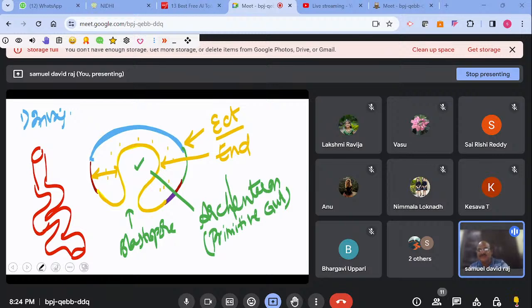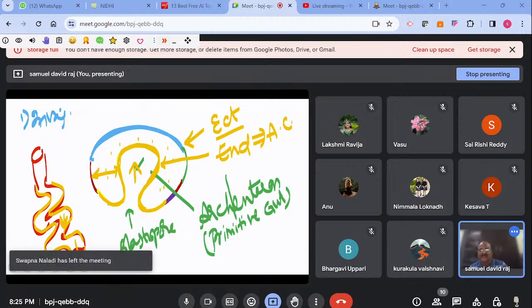So if this is going to become the primitive gut, this cavity forms the gut cavity, and this wall of the archenteron forms the wall of the alimentary canal. So we say endoderm gives rise to the alimentary canal. The cavity, the archenteron, gives rise to the gut cavity. If that is so, the gut cavity opens on both sides, through the anus and through the mouth.